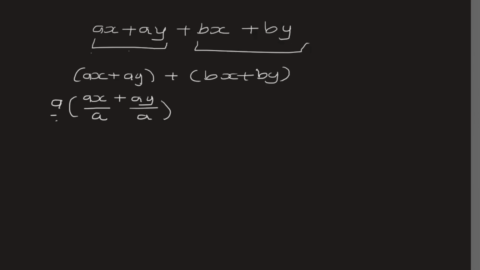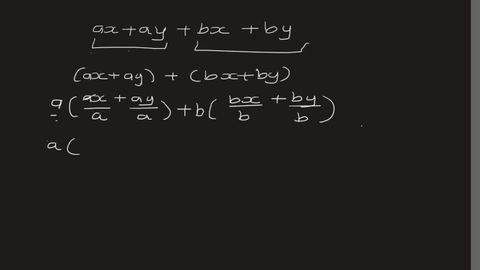We go to the second bracket. What is common between bx and by? So we have b, that's common there. Then we write this exactly the way it is, bx plus by, and then we divide it by the highest common factor, which is our b. So we have b here, and then we have b there. Then we write this the way it is.